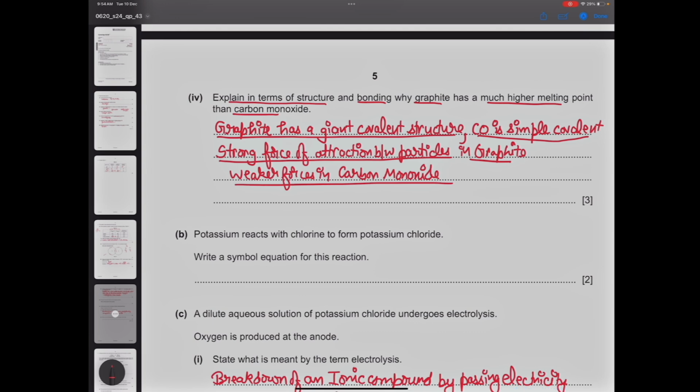Now, part B, potassium reacts with chlorine to form potassium chloride. Write a symbol equation. See, potassium is K, chlorine is a diatomic molecule, so we will write Cl2 here. Now, as a result, they will form KCl, but you need to balance the equation. So, a 2 here and a 2 here, and this will get you the marks.